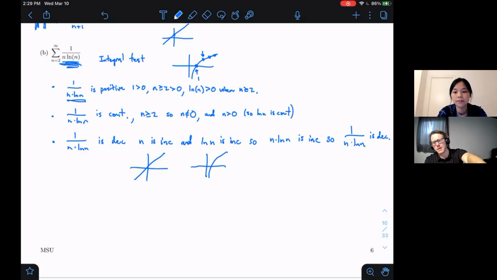Again, this maybe Yuan's cringing a little bit. I'm hand waving a little bit as far as you need it to be positive and increasing. So the fact that we already have positive makes that statement true.